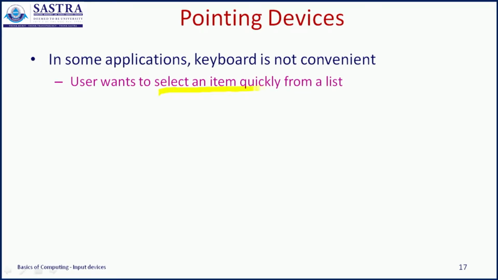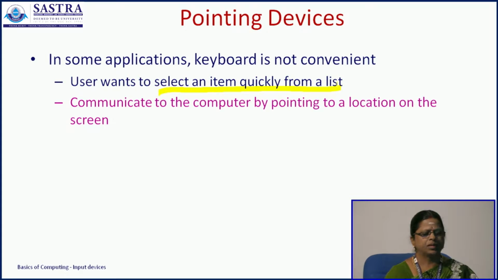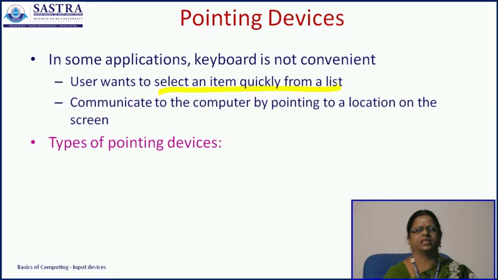Having seen the keyboard, the types and the advantages and the disadvantages, we will pass on to the next set, which is the pointing devices. In some applications, it is not very convenient for us to use the keyboard. The user wants to select an item quickly from a list and communicate it to the computer by pointing to a location on the screen. In such cases, we go for the pointing devices.